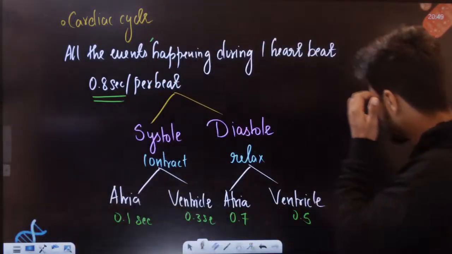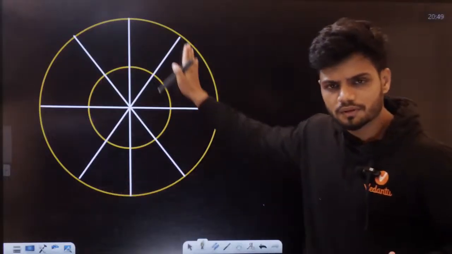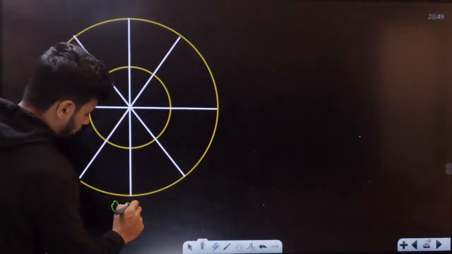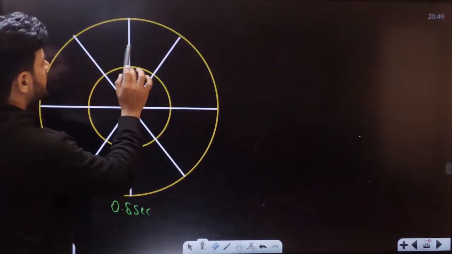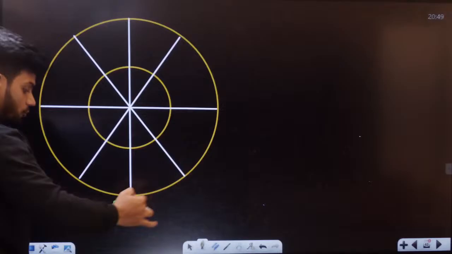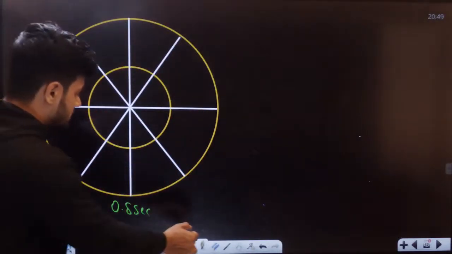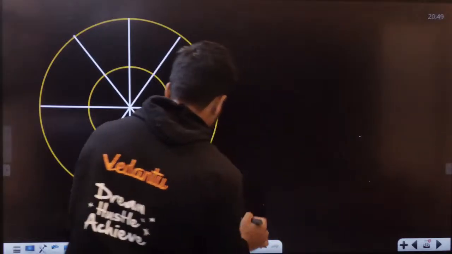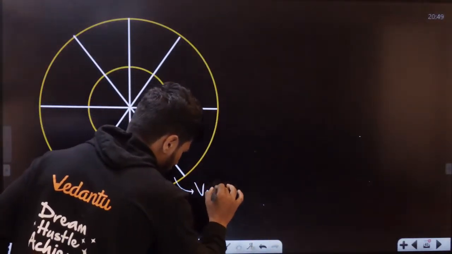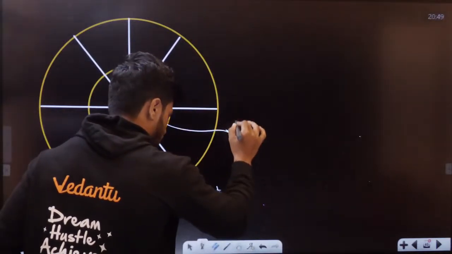Let me teach you one more perspective, students. Now this is your entire heartbeat. How many seconds is it? It is 0.8 seconds. Look, 1 2 3 4 5 6 7 8. So 8 parts are present here, and each one is 0.1 second. Now let's say the outside, students, is the ventricle. Inside is your atria.